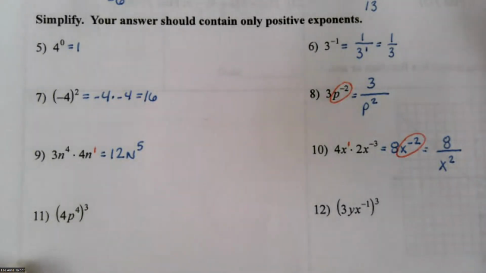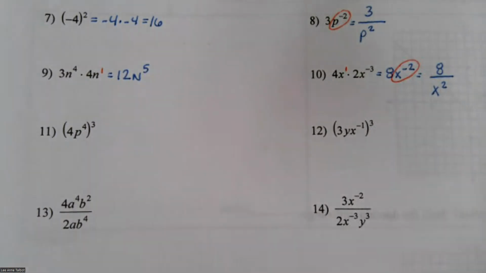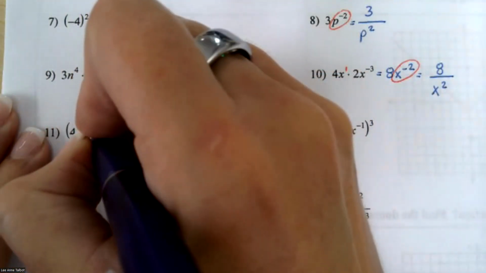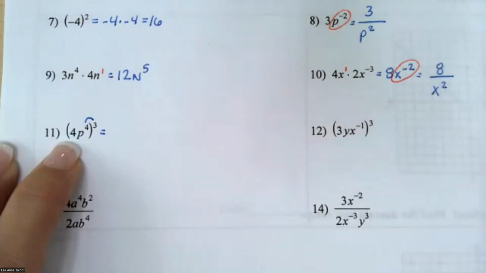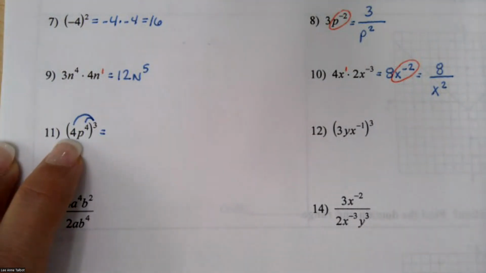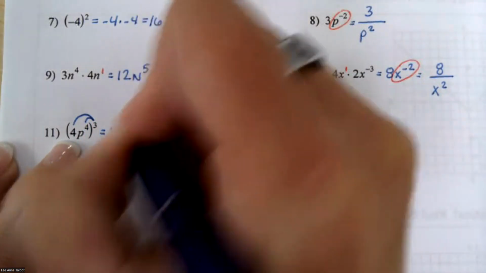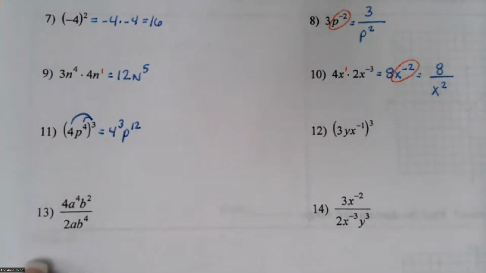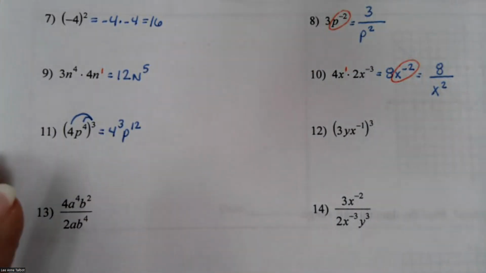Okay. Four p to the fourth, to the third. So when you have something to a power, the exponent part is easy. You multiply it, but you also have to do 4 to the third. It's like distributive property, but it's not really. So 4 to the third, p to the 12. 4 to the third, p to the 12. 4 to the third, I believe, is 64. Okay.